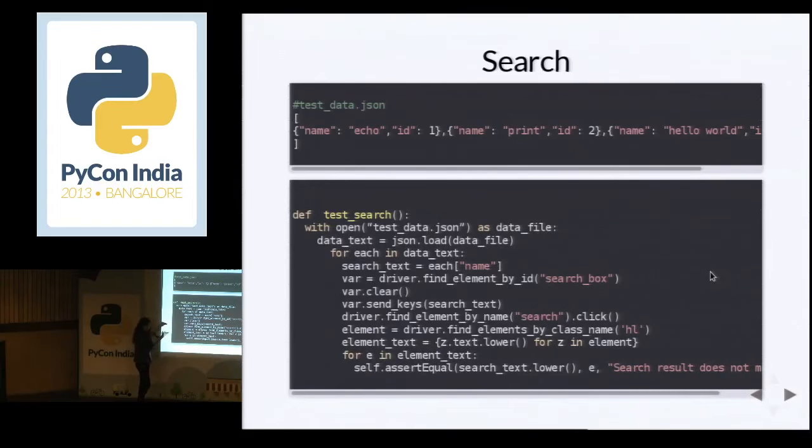Now I loop through it again and I perform an assert equal method which is provided by the unit test, which does an assertion, as in what I searched for and what I extracted out using the Selenium WebDriver API. Does it match or not? If it does not match, I get an error and the test case fails, saying that the search result does not match.